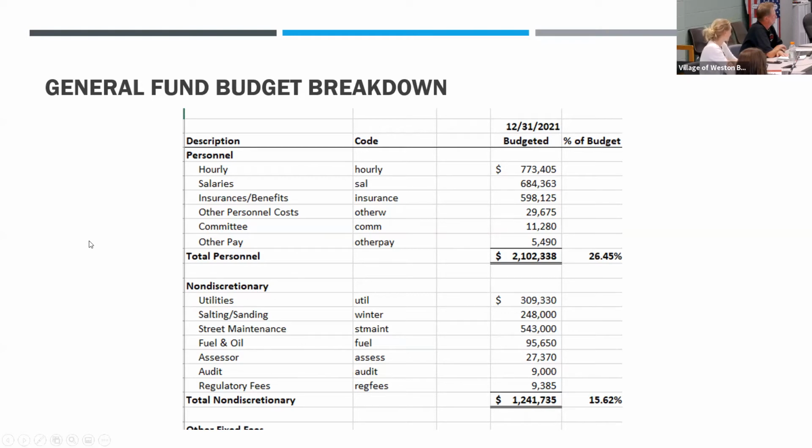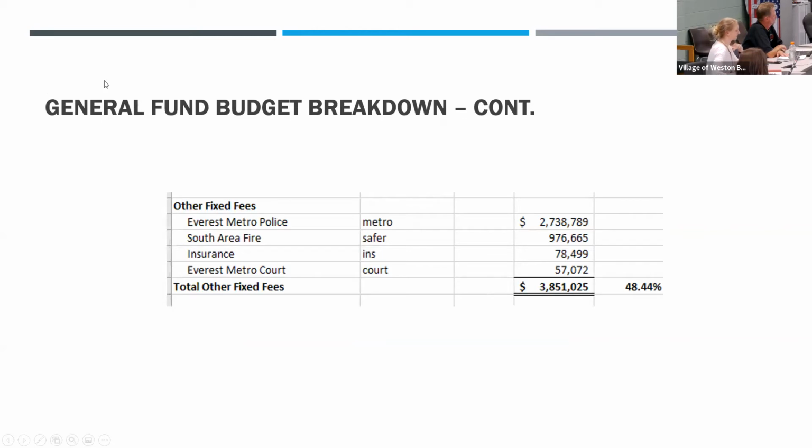Assessor and audit both are required. We can always go out for RFPs, but usually we get the best deal. And those numbers probably aren't gonna be going down. Next page, these are the fixed ones.